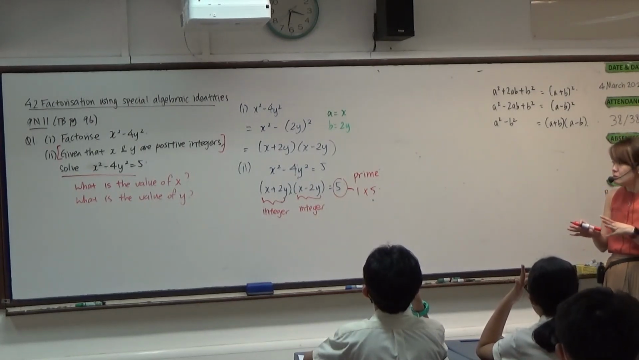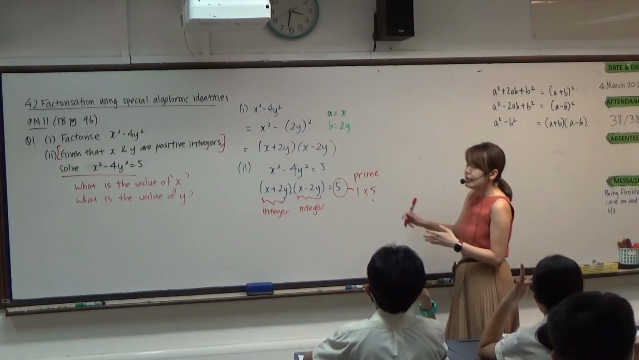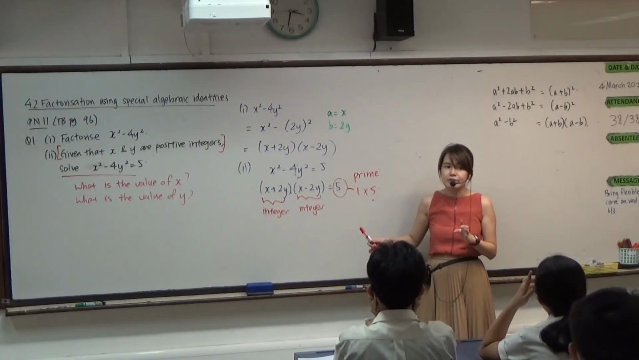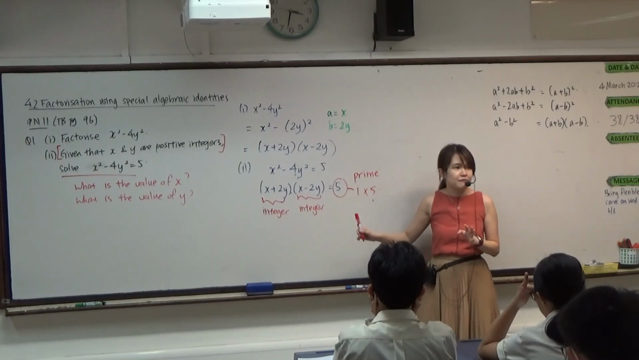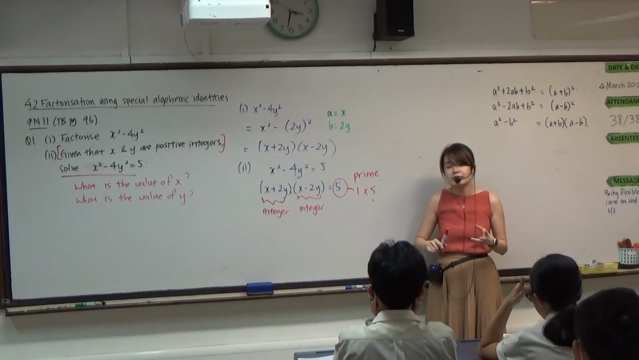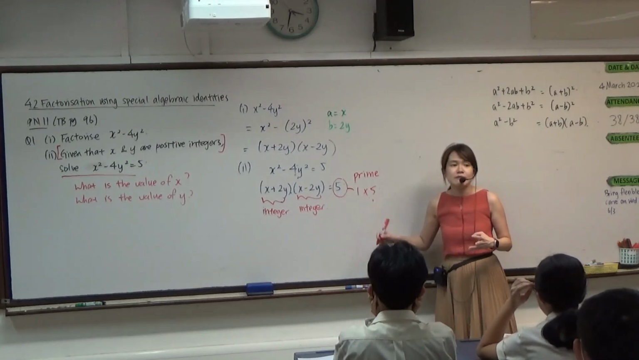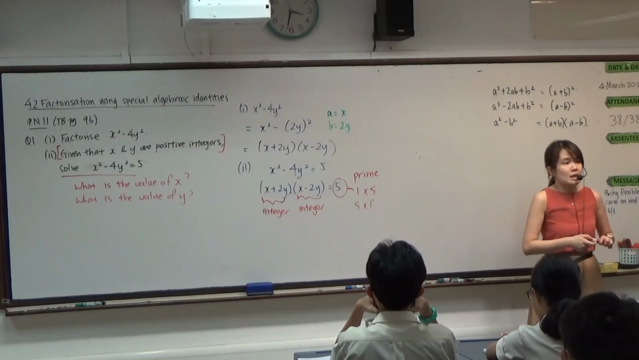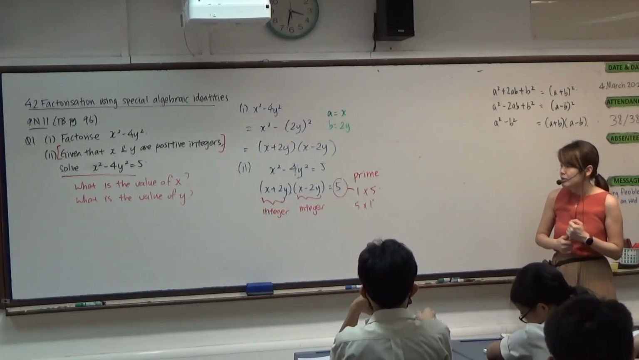Questions? Okay, now the next question is, how do I know which one is going to be 1? Which one is going to be 5? Must it be the left side must be 1, the right side must be 5? No, right? It's not logical, because I know 1 times 5 is the same as 5 times 1. But we can do some deduction.